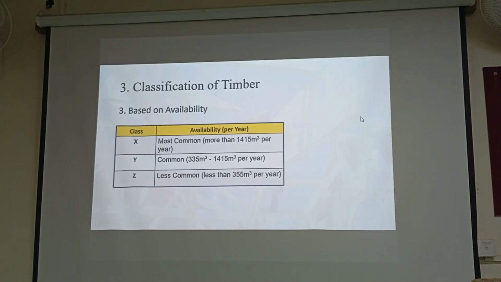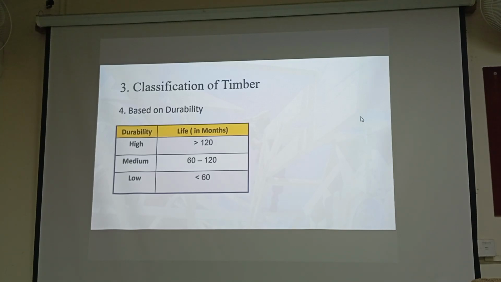Based on durability, high durability is more than 10 years durable woods, like sesame and mango trees; they will be called high durability trees. Medium durability will be 5 years to 10 years. This will be other trees like jamun tree and others. So their life will be 5 years to 10 years. And low durability are those which have a lifespan of less than 5 years.